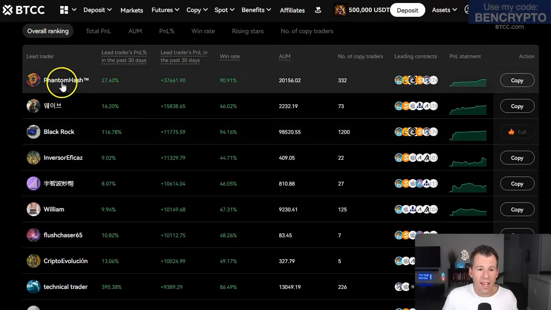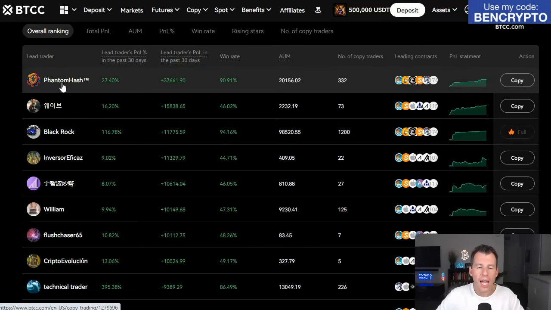So Phantom Hash is the guy that I like. He trades about 4 coins in equal proportion to each, so he's very diversified. If one coin doesn't pump nearly as much as the other 3, that's not going to affect his portfolio. 90% win rate. He is pretty profitable over the last month and a half, and he's been trading for a year and a half, the longest of all of them.